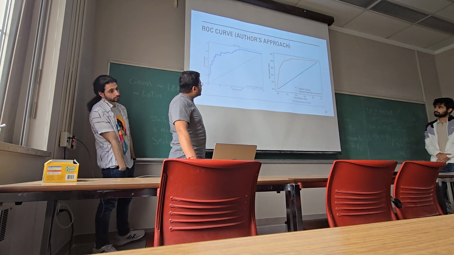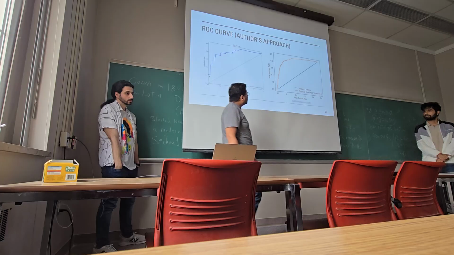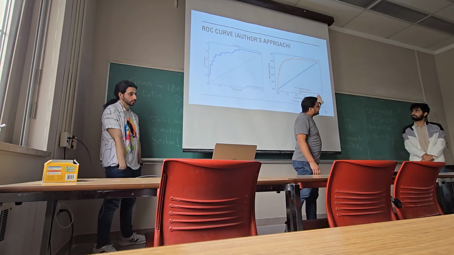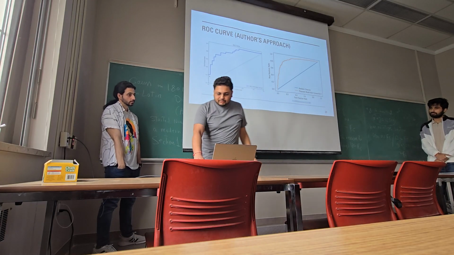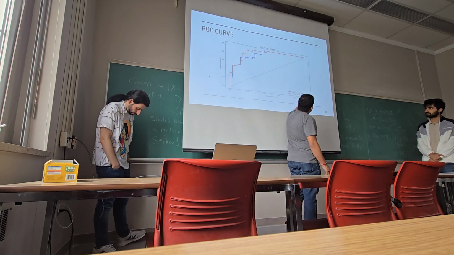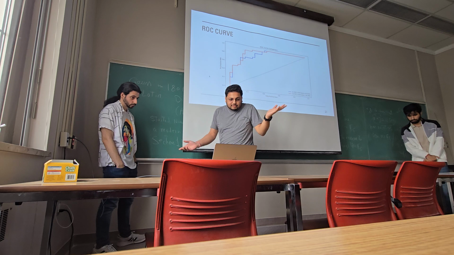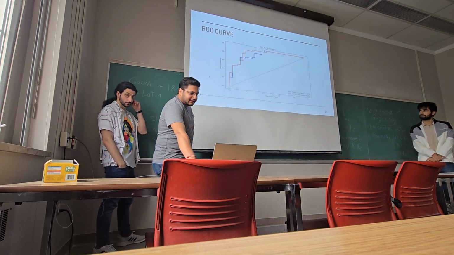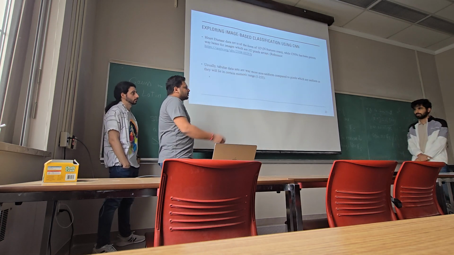And even with the ROC curve, we see that the author got an area under the curve of 91%. And when we tried with our model, we got a very good score of 90.29%, which we were really happy about, to be honest. And after this, I would like to hand it over to Rahul.